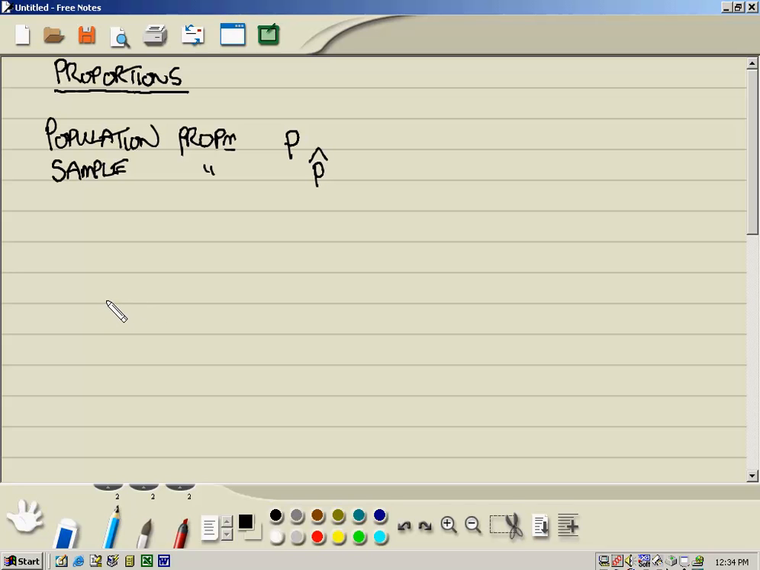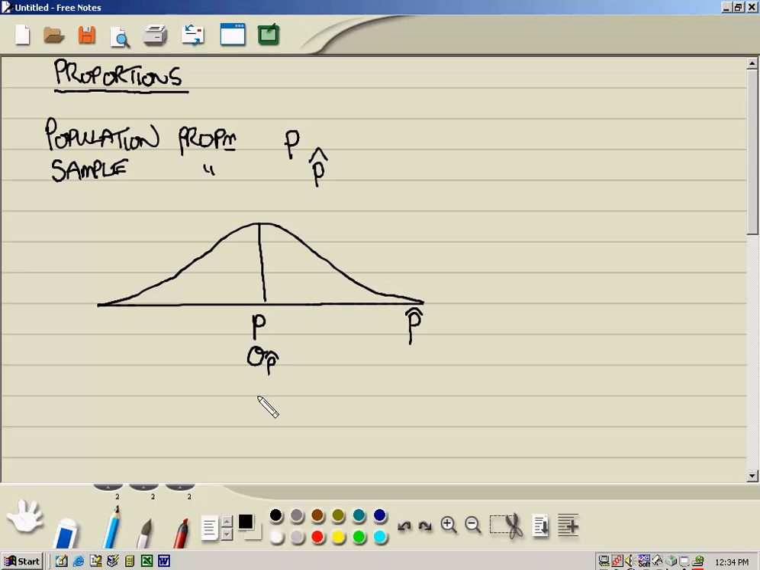From sampling theory, just like the sampling distribution of sample averages x bar, we could have a probability distribution of all possible sample proportions, p hats. The middle of that distribution will be the population proportion p, and the standard deviation of that distribution will be denoted by sigma of p hat. In other words, the standard deviation of the p hats.